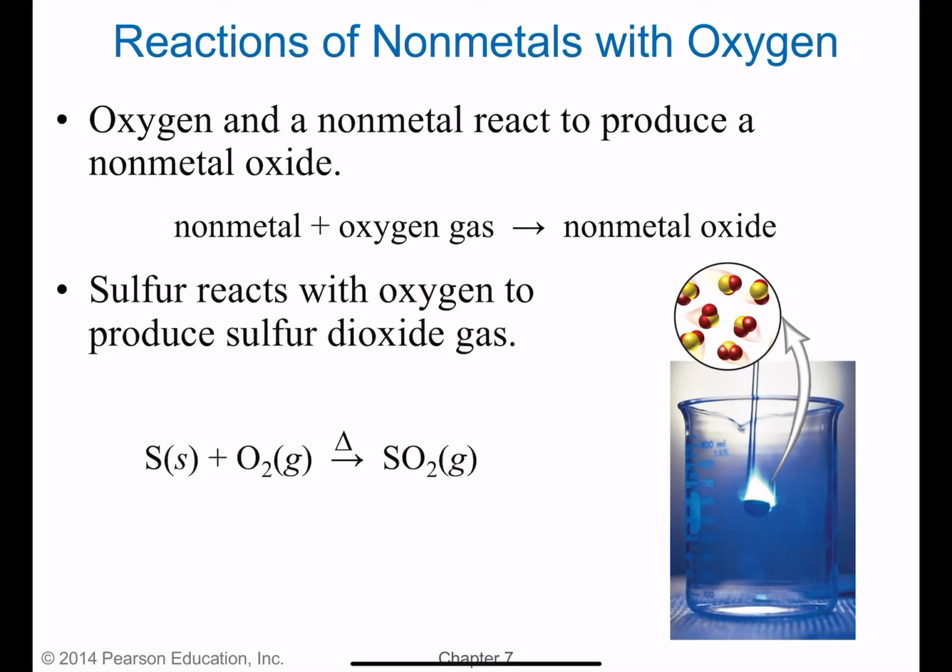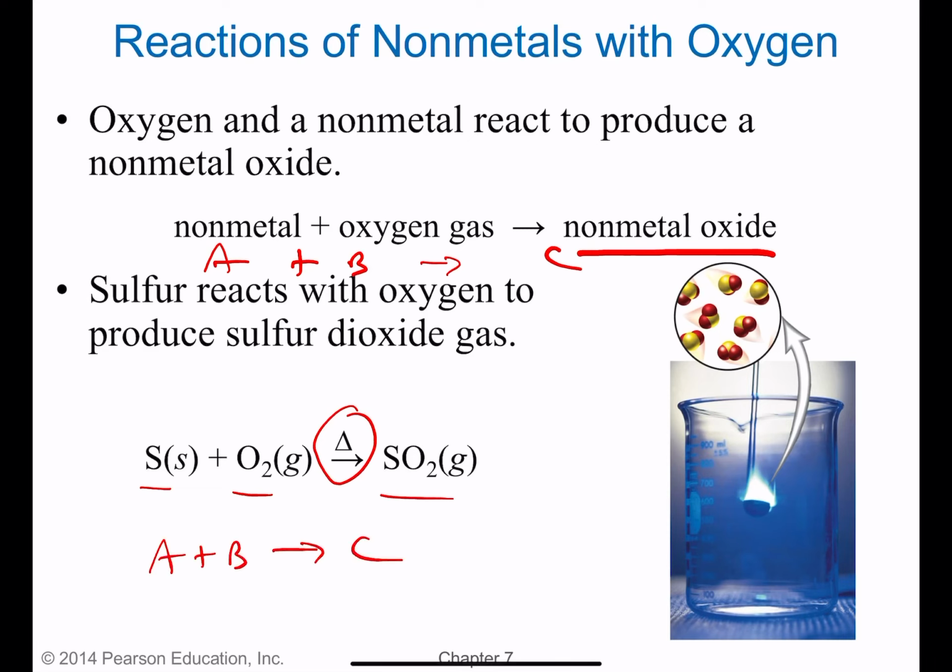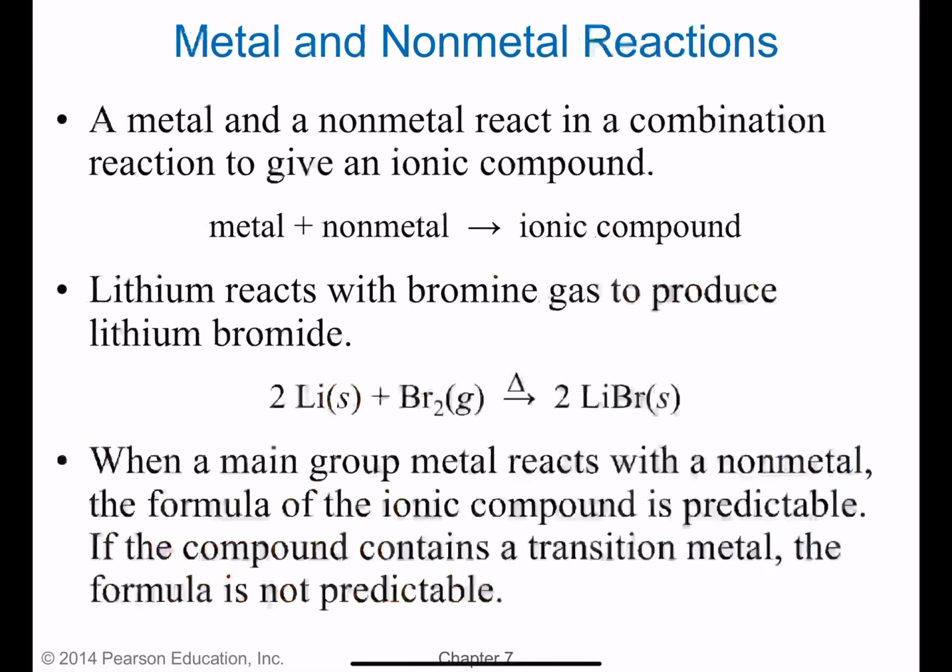Next one, reactions of a nonmetal with oxygen. So very similar. A plus B yields some new product. So we're making the oxide form of the nonmetal. So here's another example where you have sulfur plus oxygen gas. Again, we're using heat as a catalyst to make sulfur dioxide. So again, it's A plus B makes C. That's why we're going to classify this as a synthesis or combination reaction.